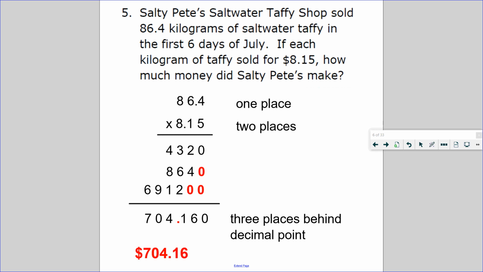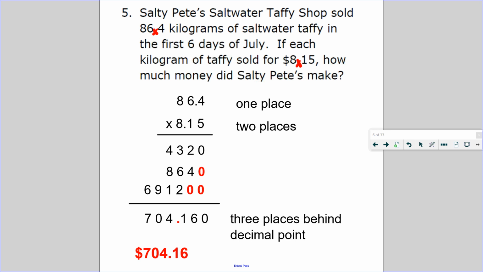Number 5, Salty Pete Saltwater Taffy Shop sold 86 and 4/10 kilograms of saltwater taffy in the first 6 days of July. Each kilogram of taffy sold for $8.15. How much money did it make? First of all, if I took away the decimal point, this is a multiply, because each kilogram costs $8.15. So 8.15, 8.15. Repeated addition is multiplication.